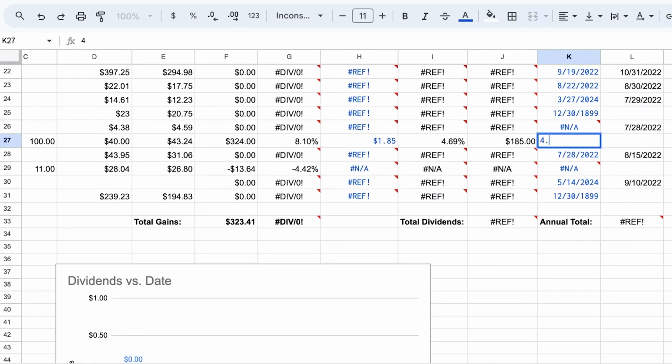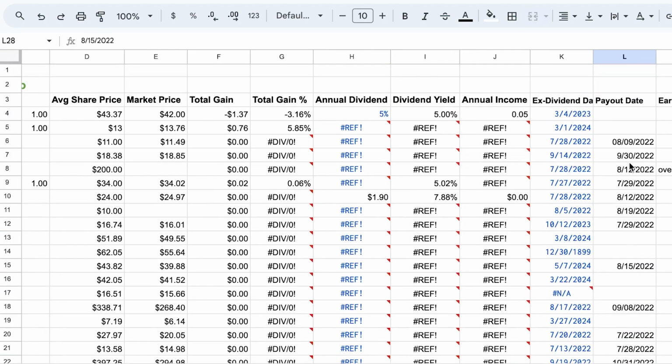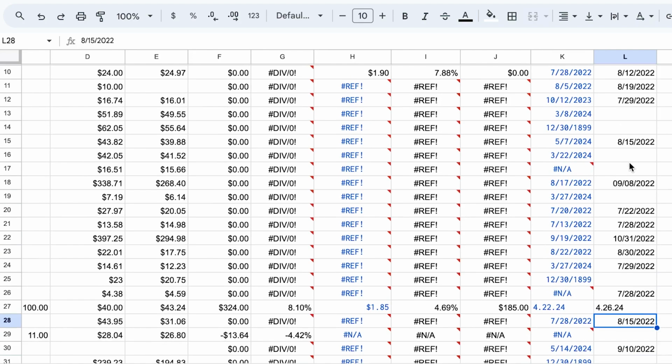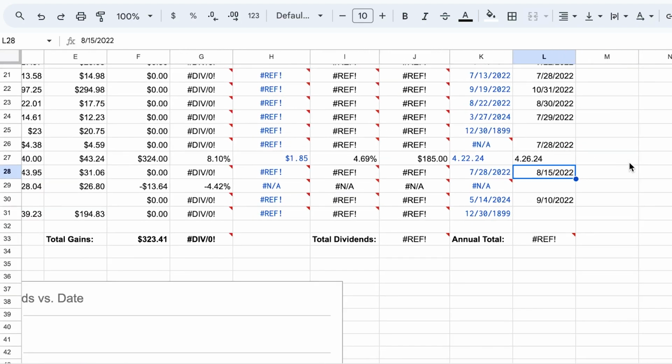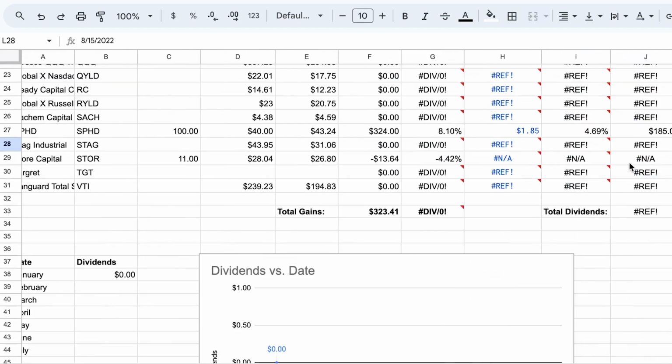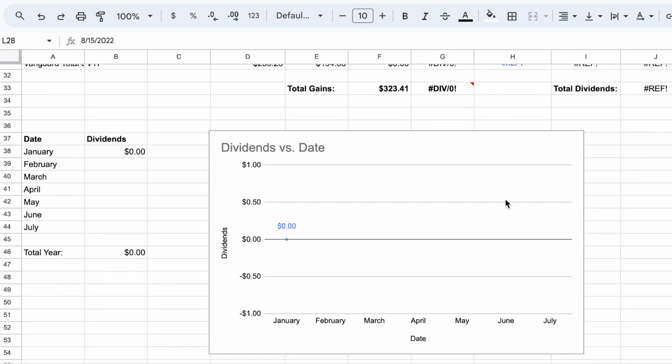Ex-dividend date is April 22nd. Pay date is April 26th. And I just like looking at that just to make sure that I actually got the dividends. And I will have all of this updated this week. As I said, it's been a little bit rough. And then I can just put notes over here as I deem fit. And then we also have the months that will pre-populate as well.